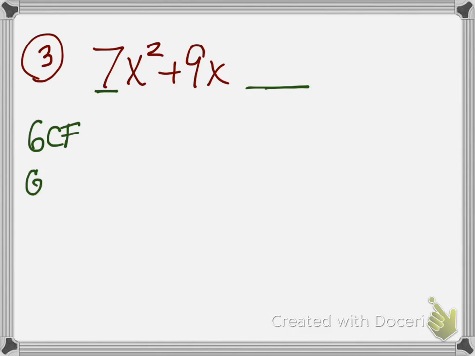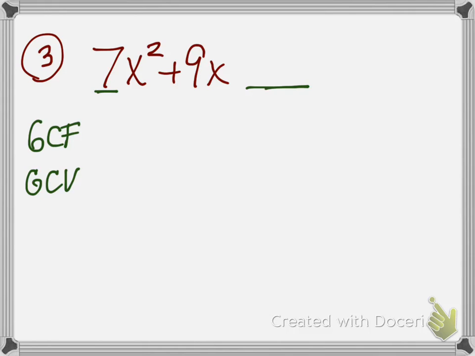Number 3, 7x squared plus 9x. So I look at this, and first of all, there's a number in front of my x squared. It's not just a 1. And I don't have a third term. So I'm not going to be able to factor the way I just did for numbers 1 and 2. Instead, I'm going to have to do my greatest common factor, greatest common variable.